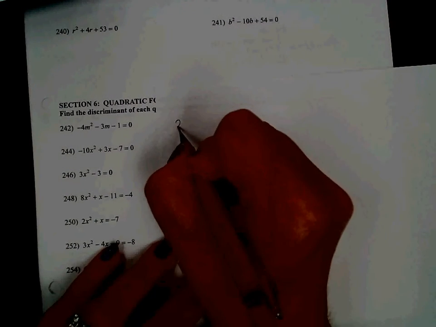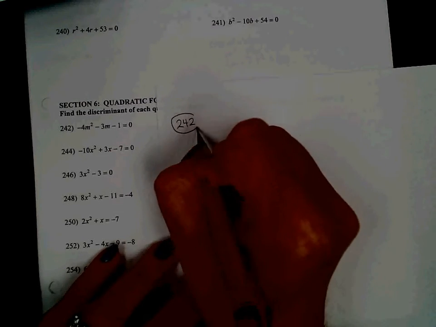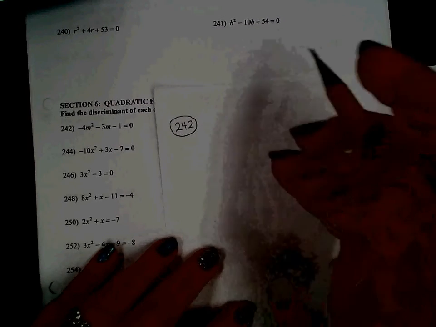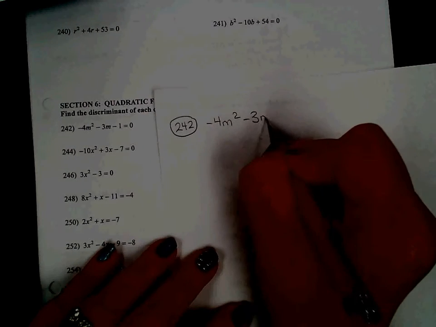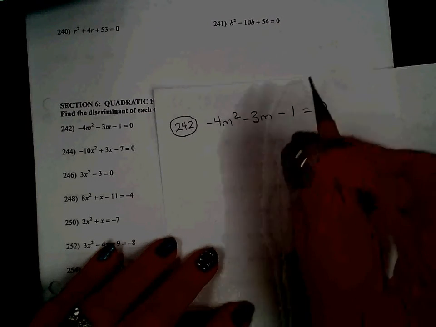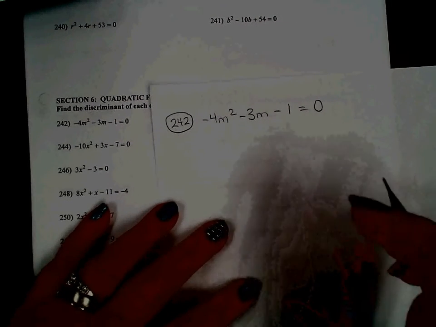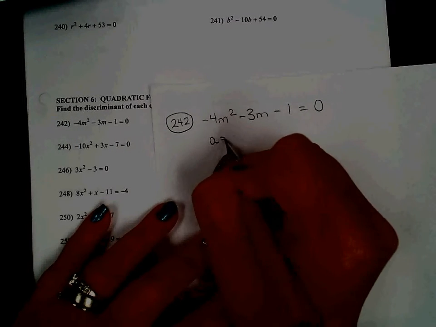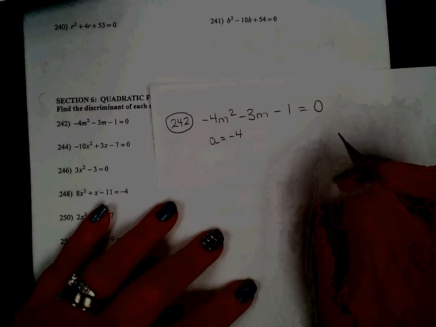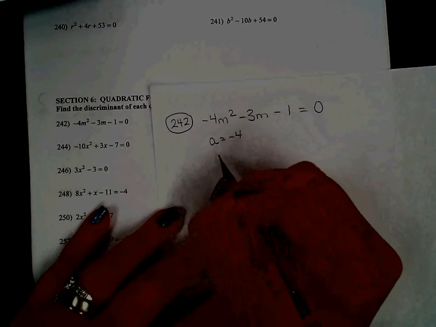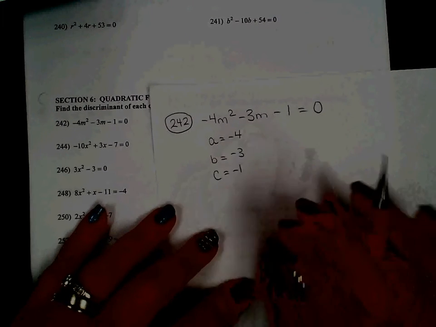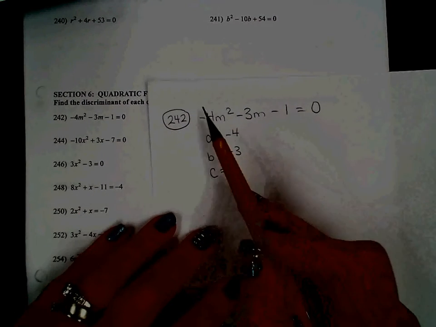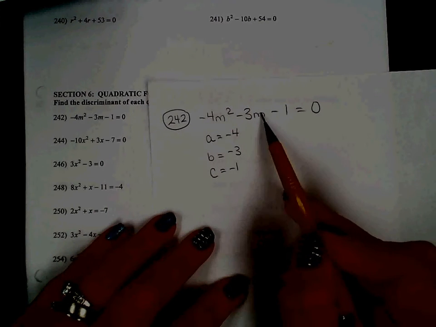The first thing you've got to make sure of is that it's equal to 0 and it's in the right order. If it's not equal to 0 or not in the right order, you got to get it in the right order. So in this problem, it's in the right order first. A is -4, B is -3, C is -1. It's in the correct order. Squared, first power, constant, 0.